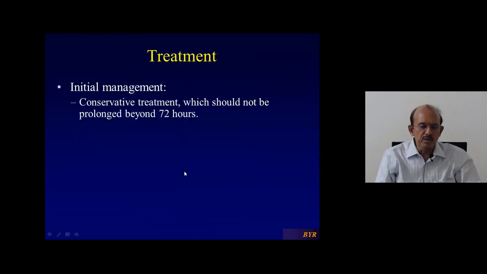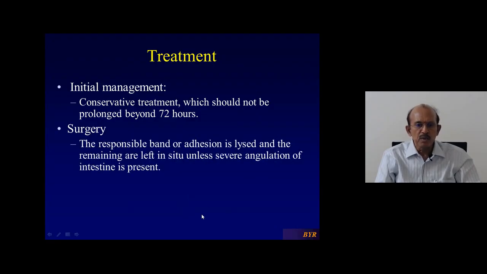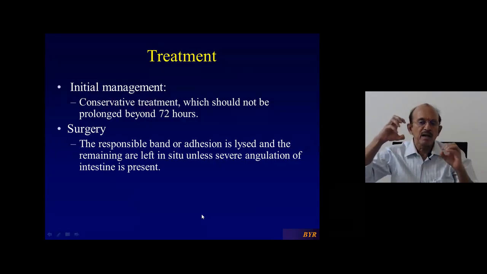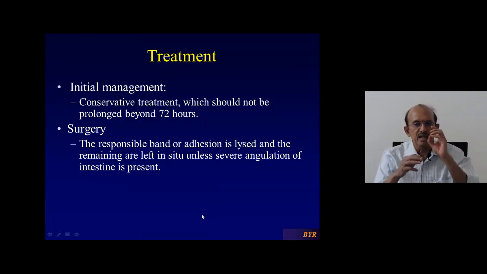Treatment: initial management is conservative. We should not prolong more than 72 hours. Surgery: the responsible band or adhesion is lysed and the remaining are left in situ unless severe angulation of the intestine is present. So when you open the abdomen for managing obstruction due to bands or adhesions, one band is responsible for obstruction. You remove that band. How do you say that particular band is responsible for obstruction? There is distal collapsed bowel, proximal dilated bowel. At the junction of dilated and collapsed bowel, there is a band. There is an adhesion. That is the responsible one. So you lyse that one.